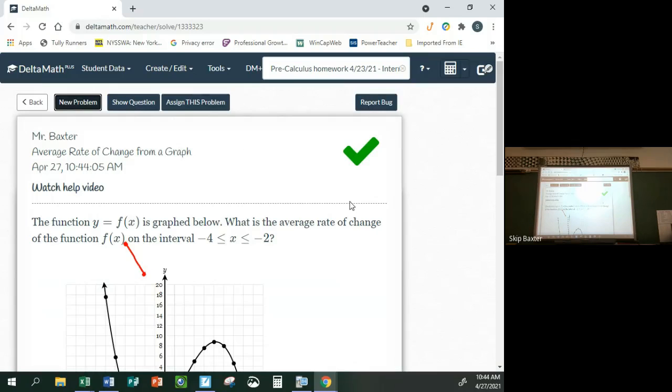Okay, so 3 types of questions. They either give you a table and want you to calculate the slope of the line, or they'll give you a graph and they want you to draw the line and then calculate the slope, or a graph without drawing the line and calculate the slope. Does everybody understand? Okay.